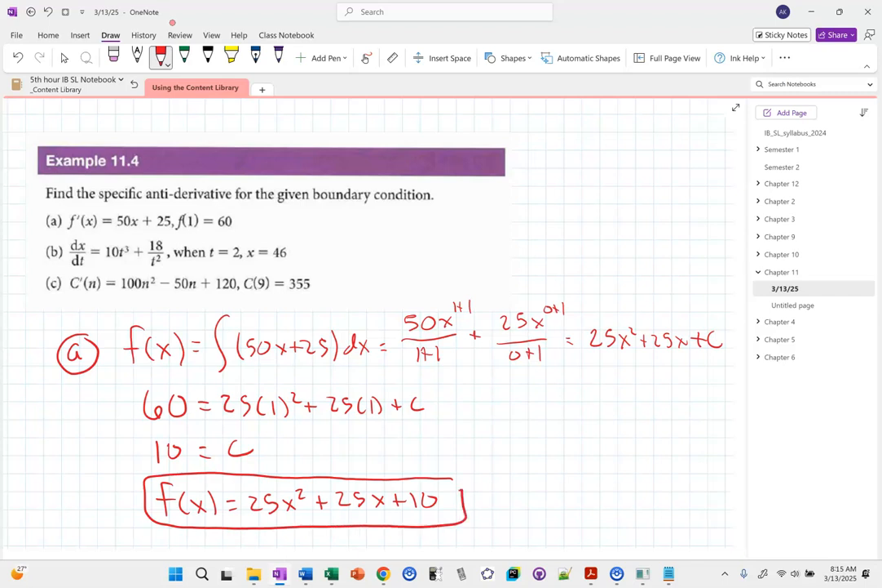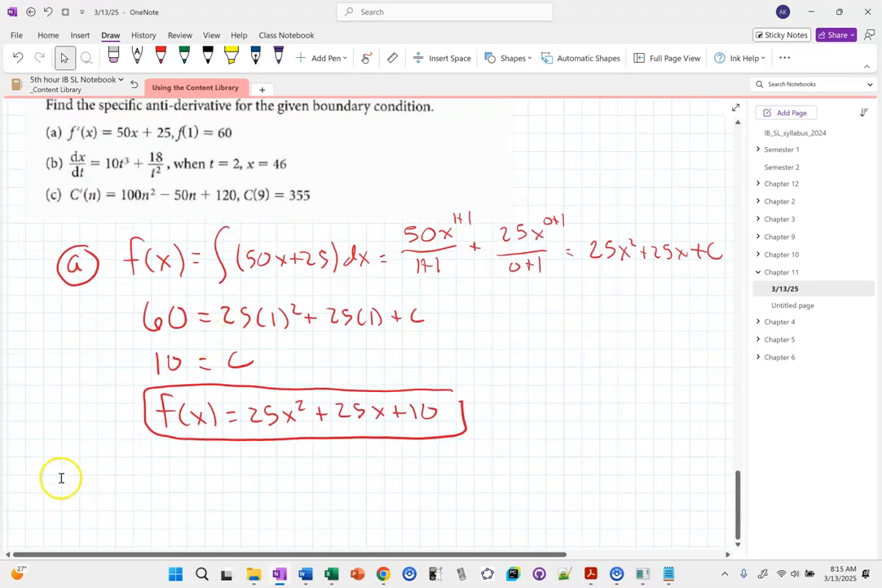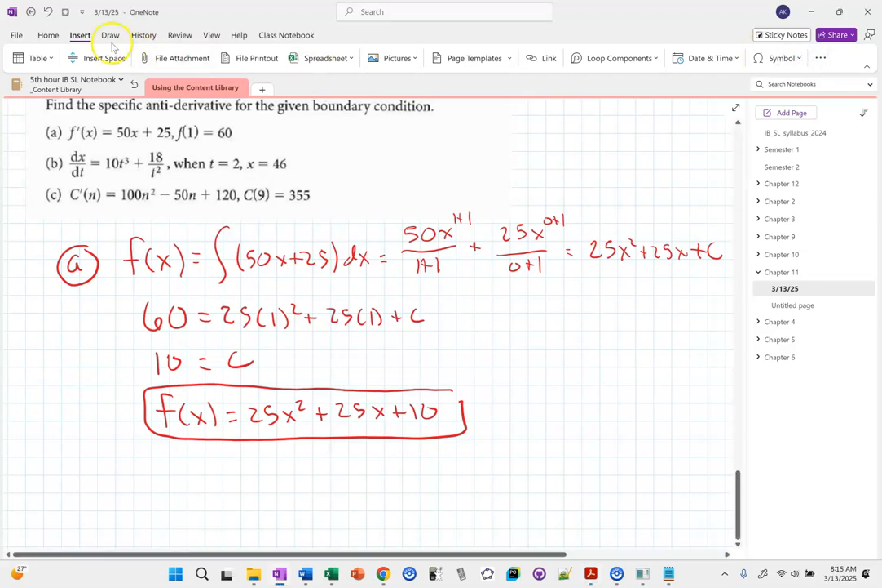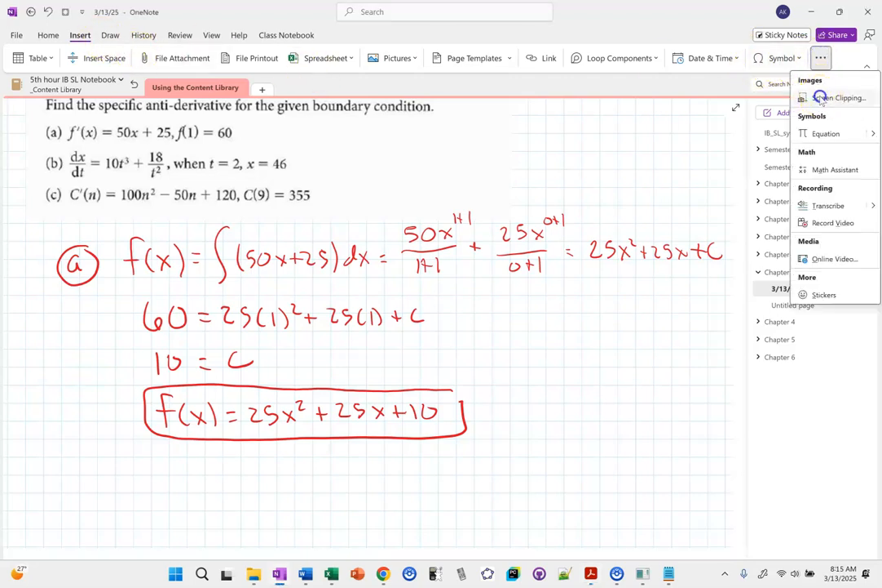What do you guys think? Totally doable? No big deal? Do we need to do the rest of the examples or we feel good? Okay. It's not too bad, right? Let's do kind of the same idea, but this time it's going to be like a story problem. I know these ones seem kind of scary.